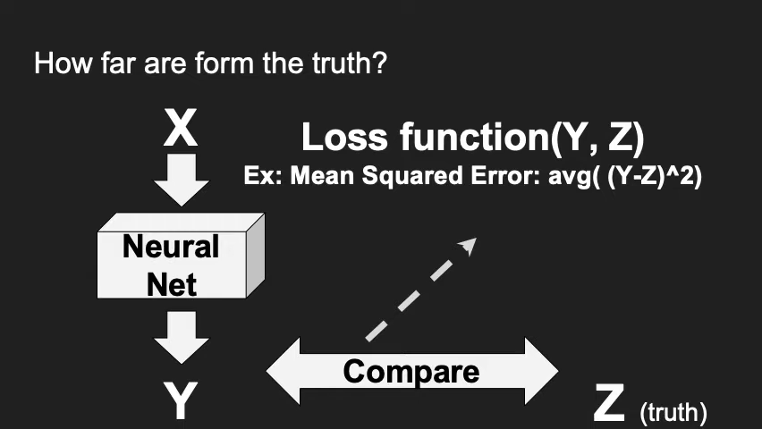And the first thing that you need is the loss function. The loss function is simply something that tells you how far the output of the neural network is from the truth. And one classical example here is mean squared error, which is simply (y minus z) squared, and you take the average of that.